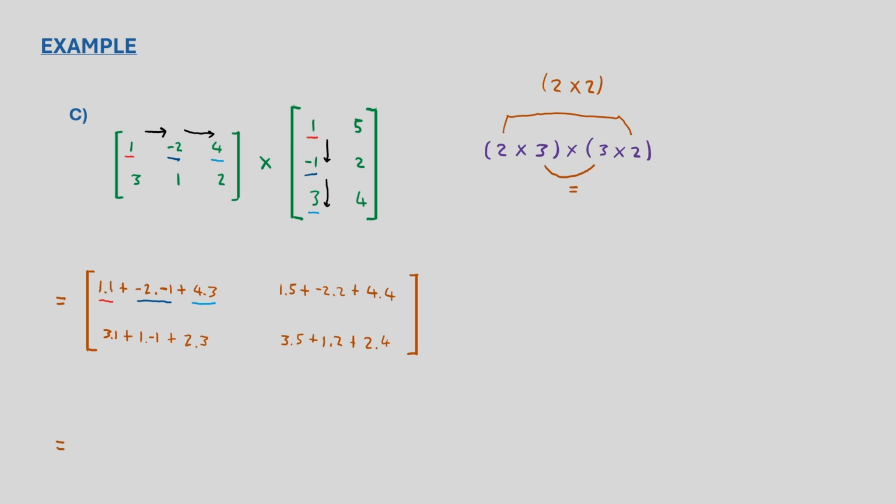And if our sums are right and we fully carry out the multiplications and additions, we eventually get our 2 by 2 matrix, which has the elements 15, 17, 8 and 25.